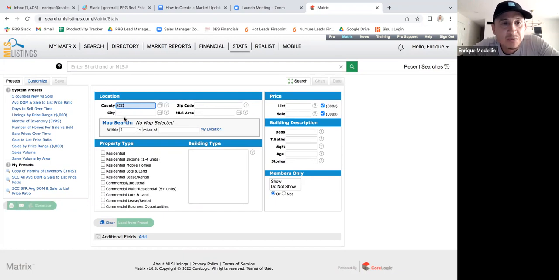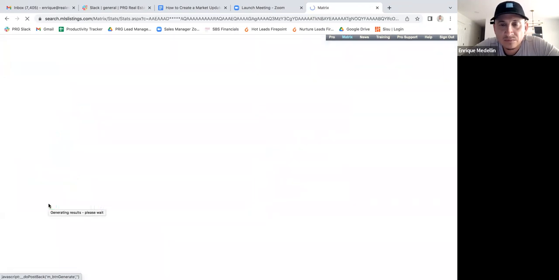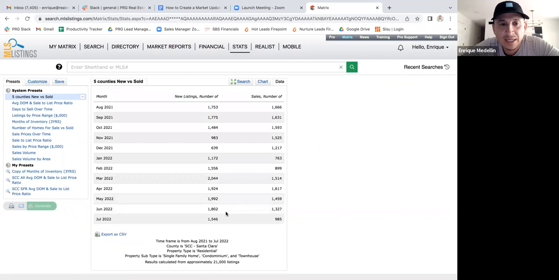So what I'll do is come to this page and type in Santa Clara County, if that's what I'm making the report for. Residential property: single family, condo, townhouse. I'll select those, and then let's pull up inventory. You can pull up inventory, average days on market, list price to sales price ratio, new versus sold. So let's go with the 5 counties, new versus sold, and I'm going to generate that report. It's going to give you this whole chart here, or if you click on data, it'll put it in the data format.